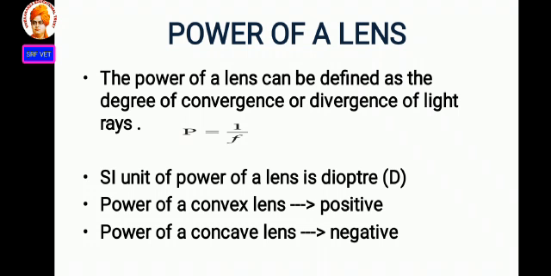The SI unit of power of a lens is the dioptre, denoted as capital D. By sign convention, the power of a convex lens is taken as positive, and the power of a concave lens is taken as negative.